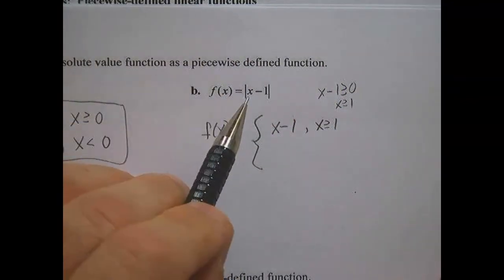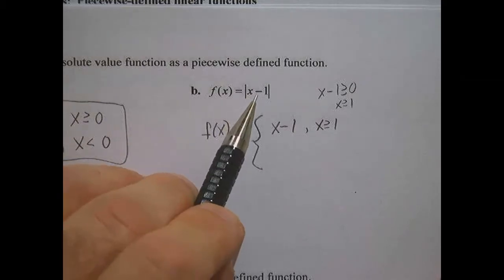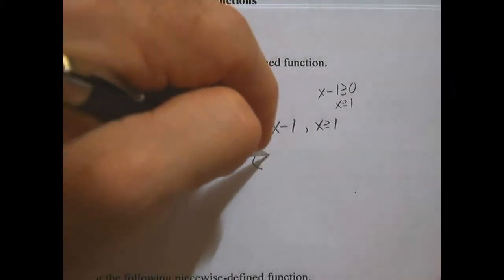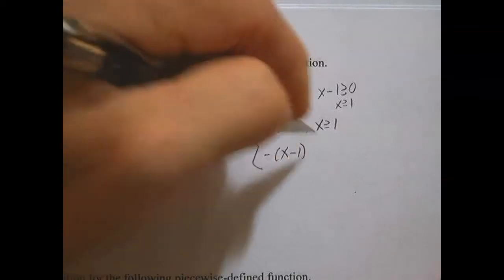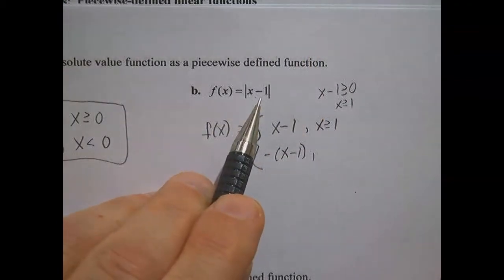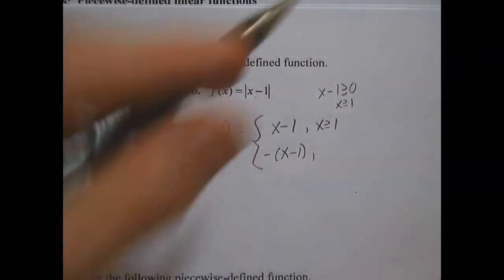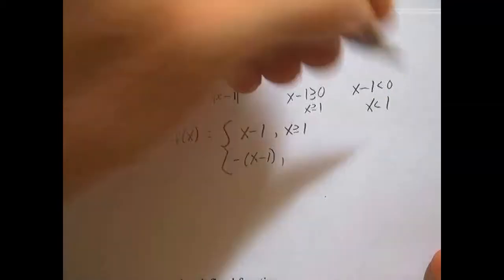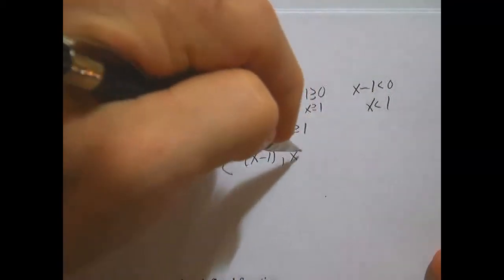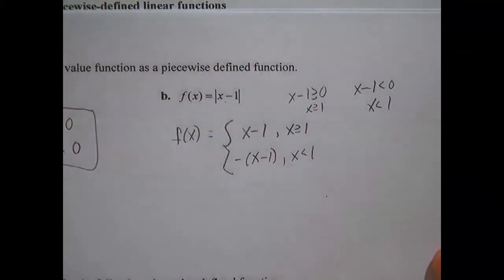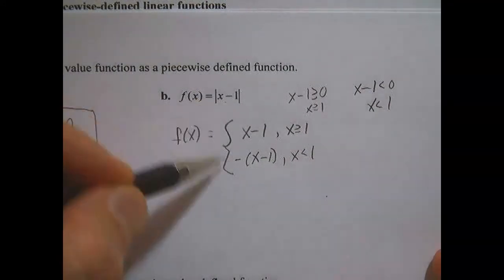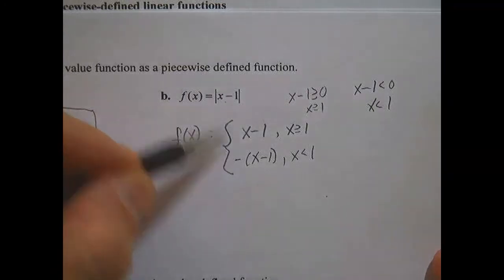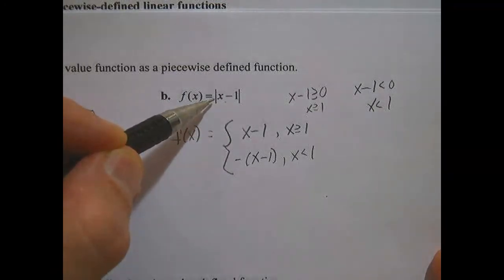All right, it will be the opposite whenever this is negative. So it will be the opposite of x minus 1 whenever x minus 1 is less than 0. In other words, whenever x is less than 1. Okay, that's it. That's the piecewise defined function that's identical to this absolute value. If you graph this function and you graph this function, you're going to see the exact same thing.